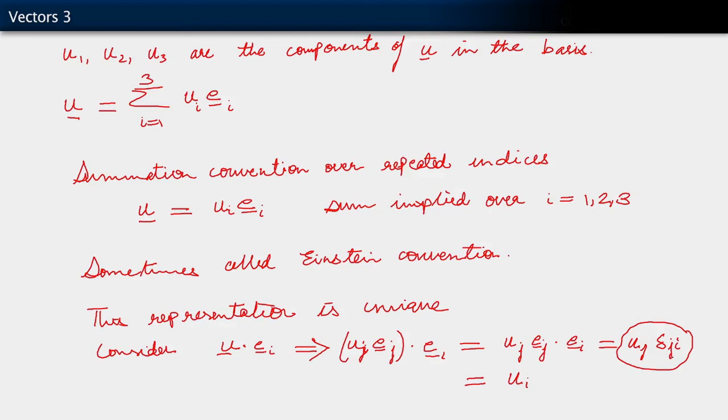Okay? So what we're seeing is that given a vector U and a basis, right, out here, we see that the component Ui is defined very precisely as the vector U dotted with the basis vector EI. And this is what leads to the conclusion that this representation is unique. It says that our components Ui are unique.